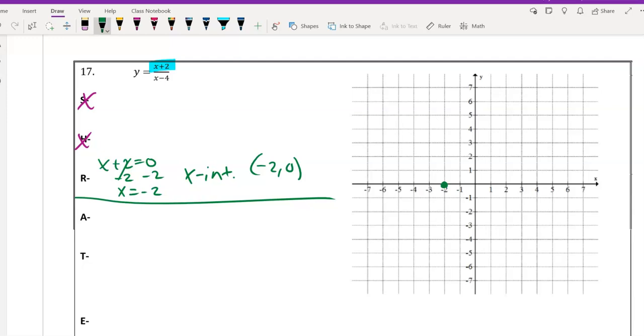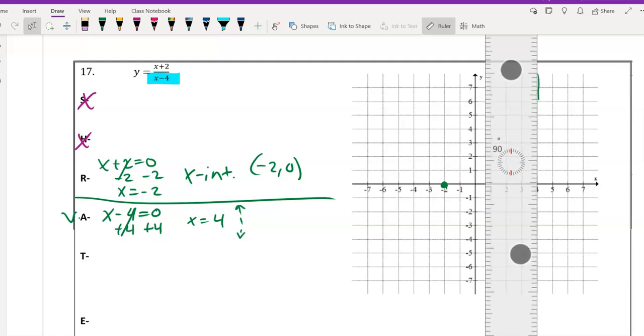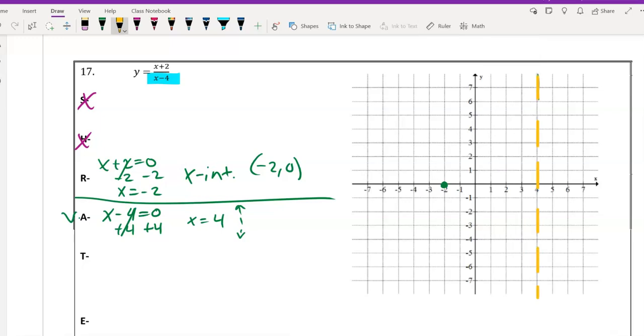Now, a is for asymptote, the vertical asymptote. And it says set the denominator equal to 0 and solve. So x minus 4 equals 0, add 4, and we're left with x equals 4. So we have a vertical asymptote through the x-axis at 4. Let's do yellow. Actually, I'm going to use a ruler because that is just nice. Okay. All right. Now, moving on to T, our test points.